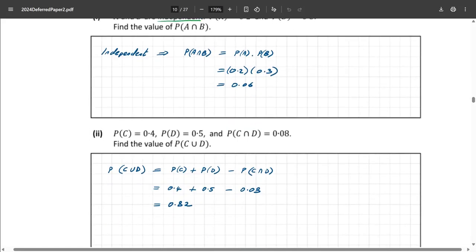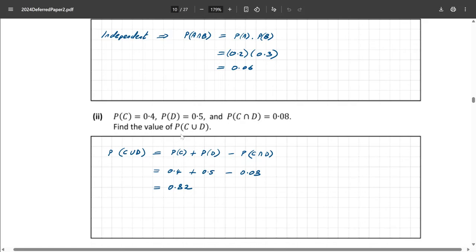Moving on, find the value of C union D. These are two other sets, C union D. And again, that's a formula you just have to know. If you want C union D, you add the probability of C and D, and you subtract the intersection.